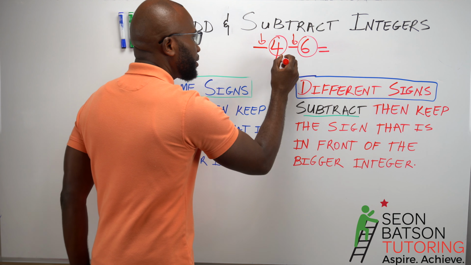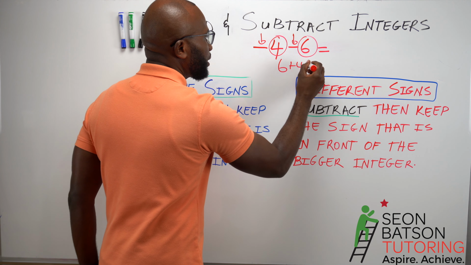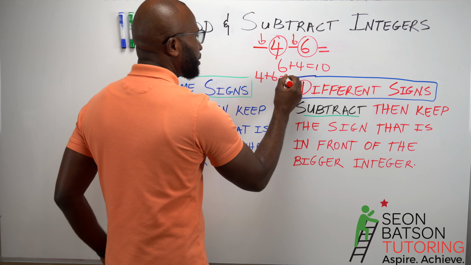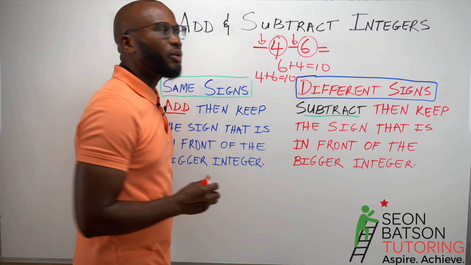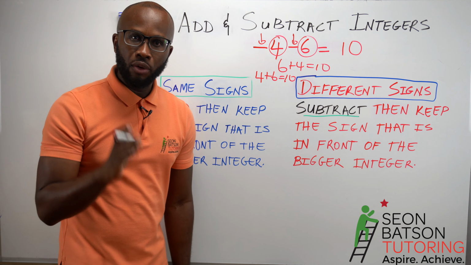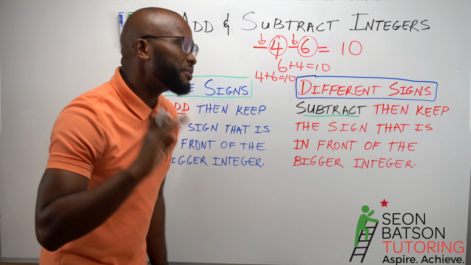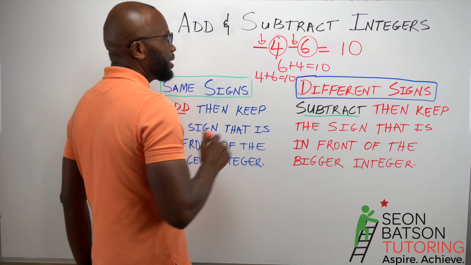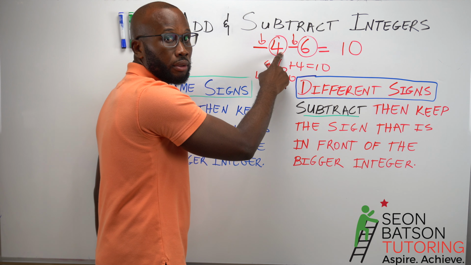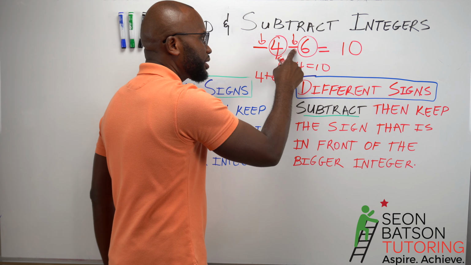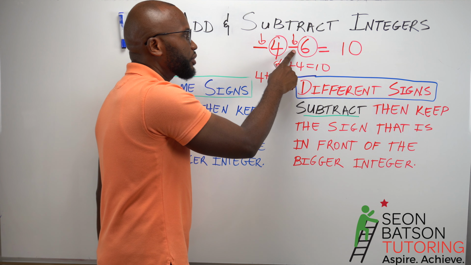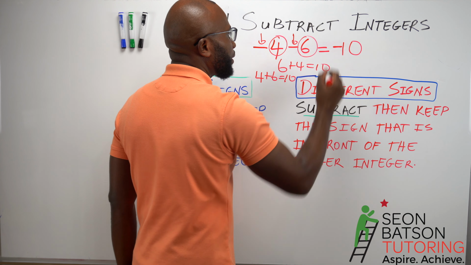Yes? 6 plus 4 gives us 10. Or if you want to, you can say 4 plus 6 gives us 10. Yes? We add, but very important, after adding, we must do what? Keep the sign that's in front of the bigger integer. In this example, the bigger integer is 6 because 6 is bigger than 4. And the sign in front of the 6 is negative. There is a negative sign in front of the 6, so we will keep that negative sign in our answer.